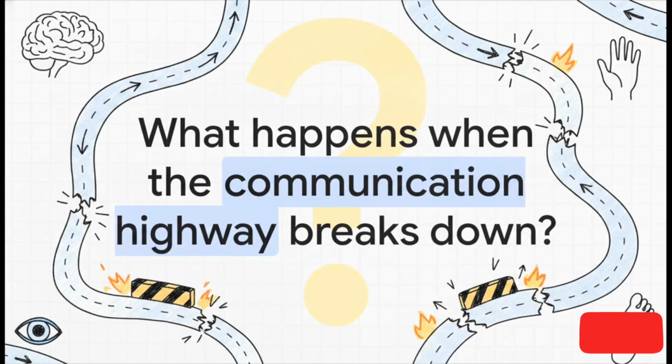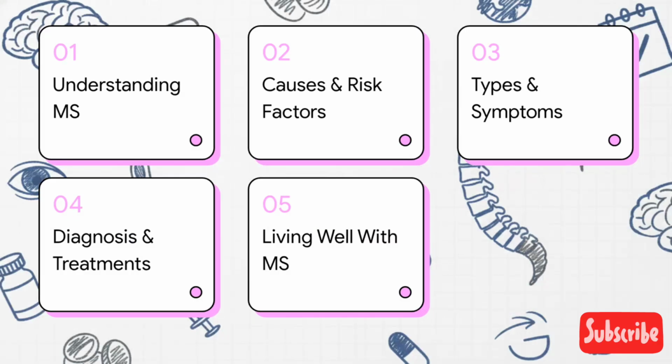So here's the big question we really have to ask ourselves. What actually happens when that body's communication highway just breaks down? What happens when those flawless, lightning-fast messages zipping from your brain to your hands, your legs, your eyes suddenly hit a massive roadblock? Well, to truly understand multiple sclerosis, we've got to look really closely at that exact disruption. Okay, let's dive into this.